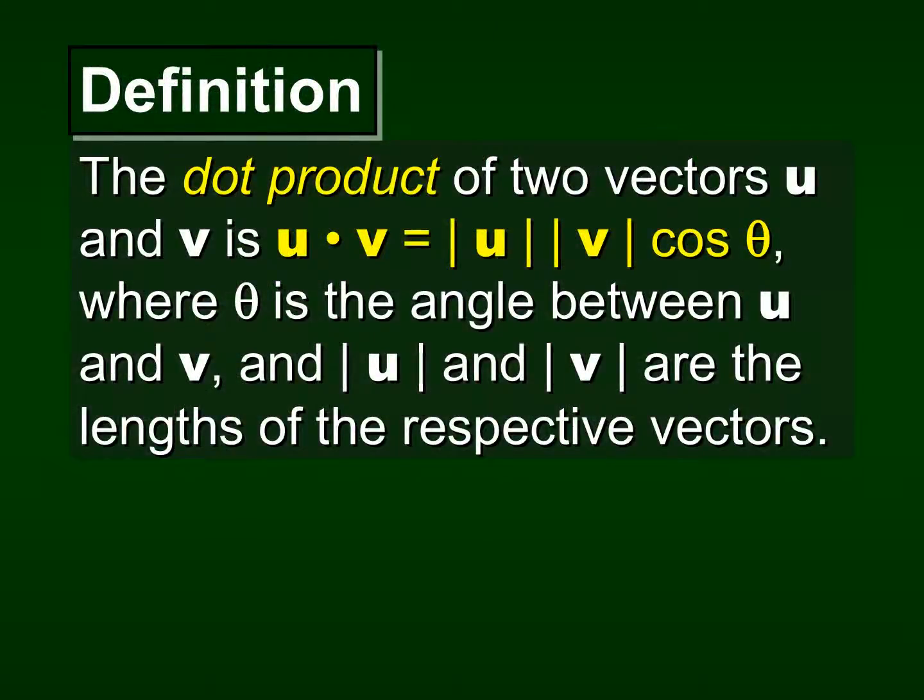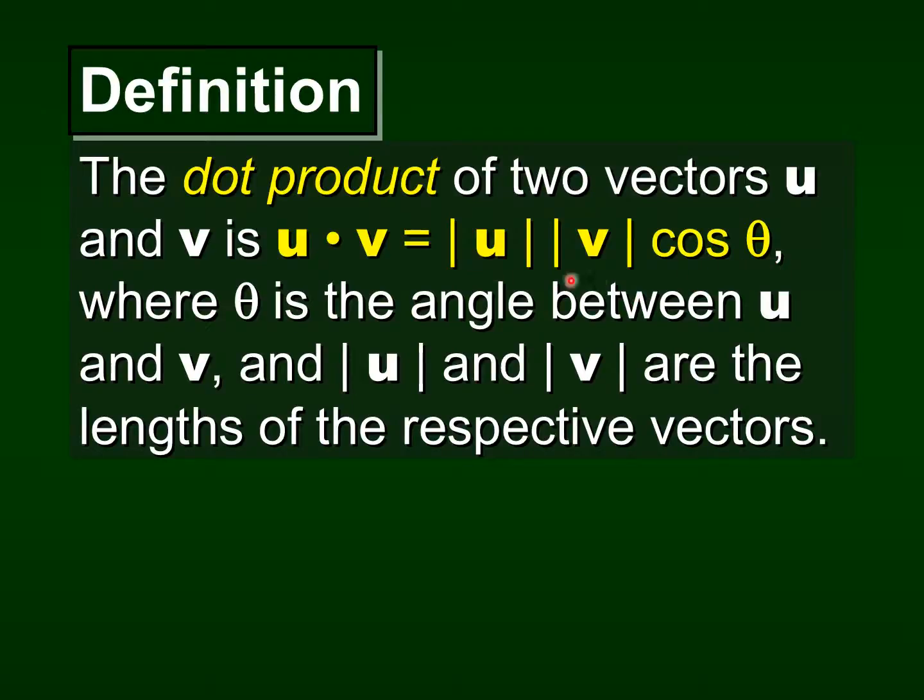So let's just begin with the definition of a dot product. The dot product of two vectors looks like this. It has a vector, and then a bold dot. This is not times, this is not u times v, it's a dot product. It is equal to the absolute value of u times the absolute value of v, and then cosine theta.